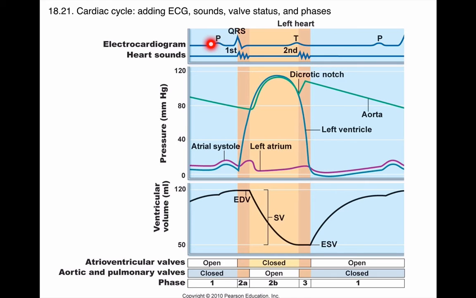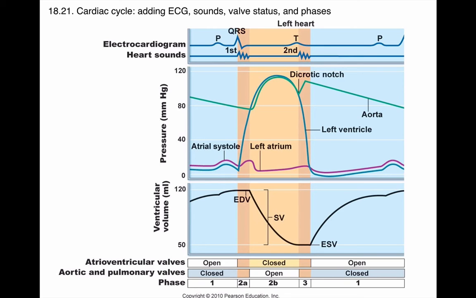So the ECG comes first. The ECG causes the changes in pressure because it causes the contraction of the myocardium. The pressure changes are what cause the movements of blood. Okay.